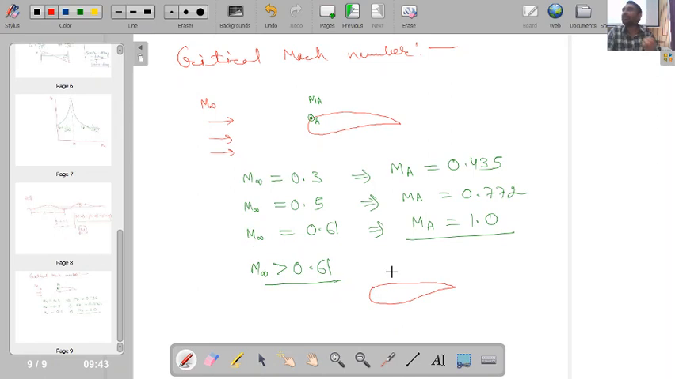So if it is going above 1, then I will get some finite region over here where I will be having nothing but supersonic flow. As I have supersonic flow over here, when I have the transition from supersonic to subsonic flow, at that transition I must have a shock wave. So here I will find that there will be formation of a weak shock wave.